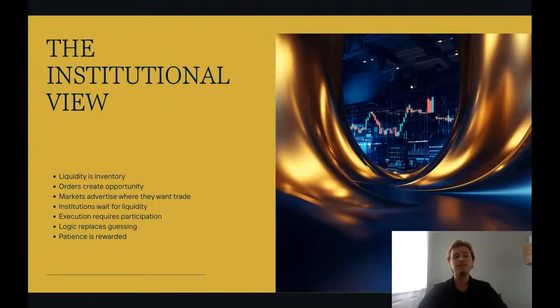The institutional view: liquidity is inventory. Orders create opportunity. Markets advertise where they want trades. Institutions wait for liquidity. Execution requires participation. Logic replaces guessing. Patience is rewarded. As always, patience.